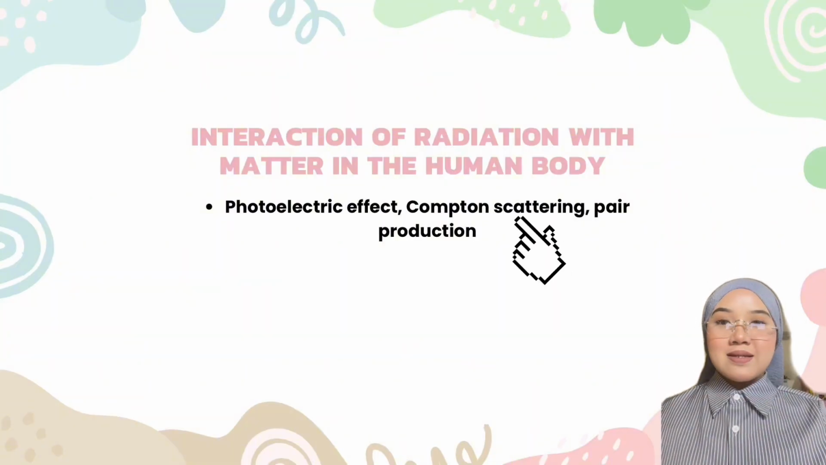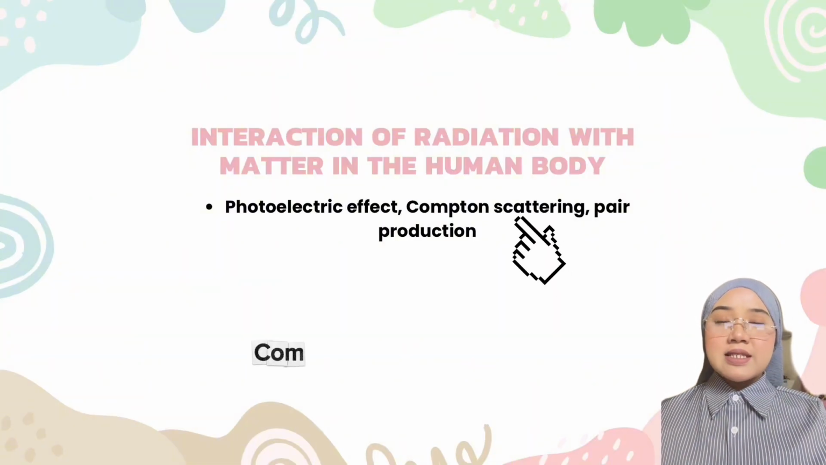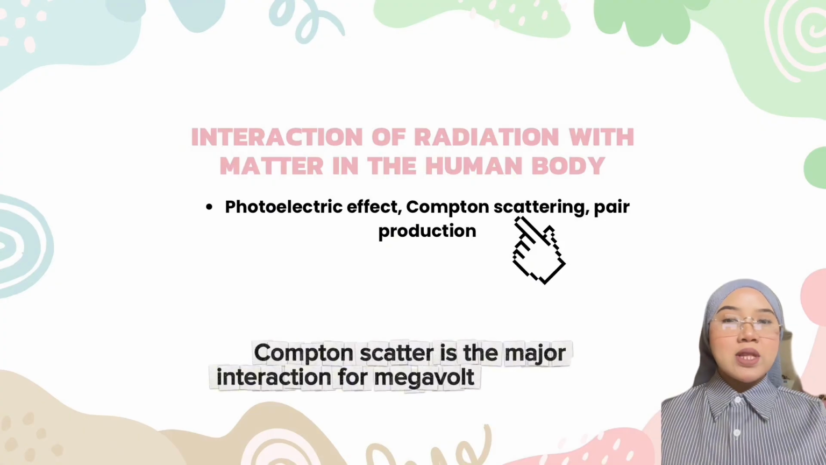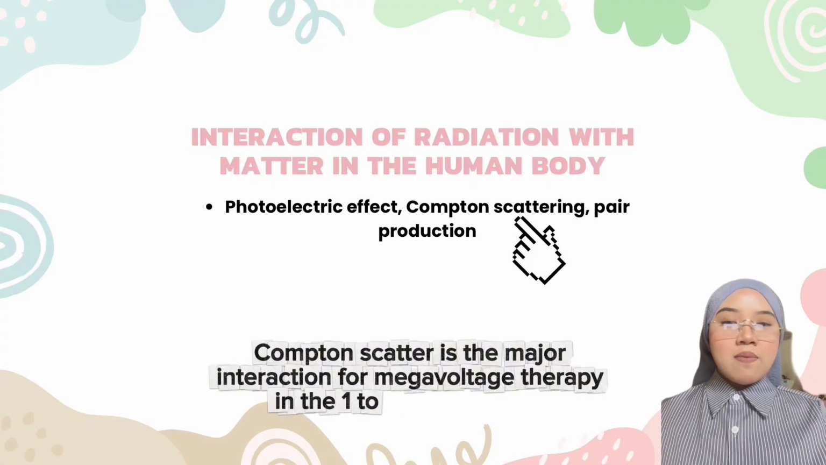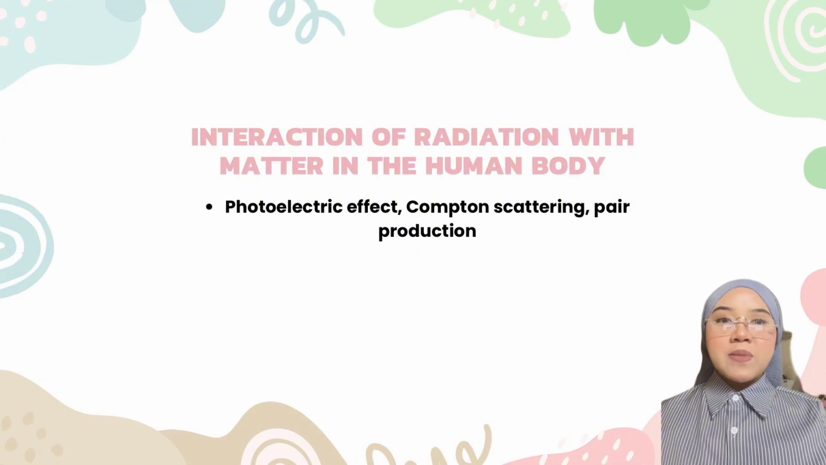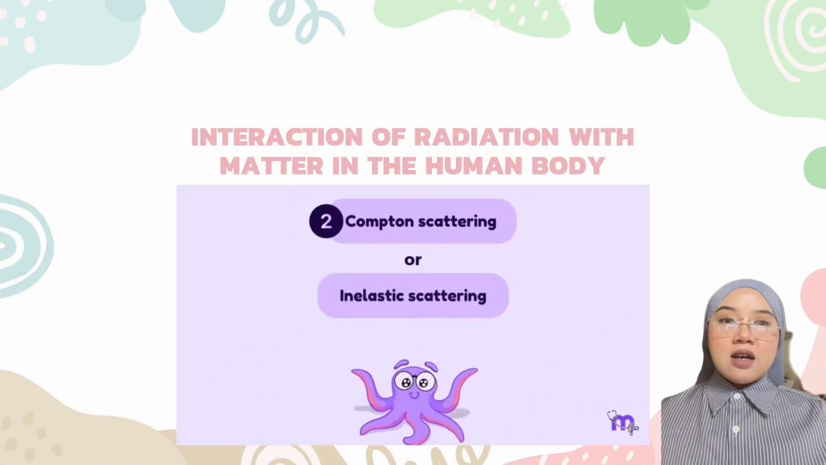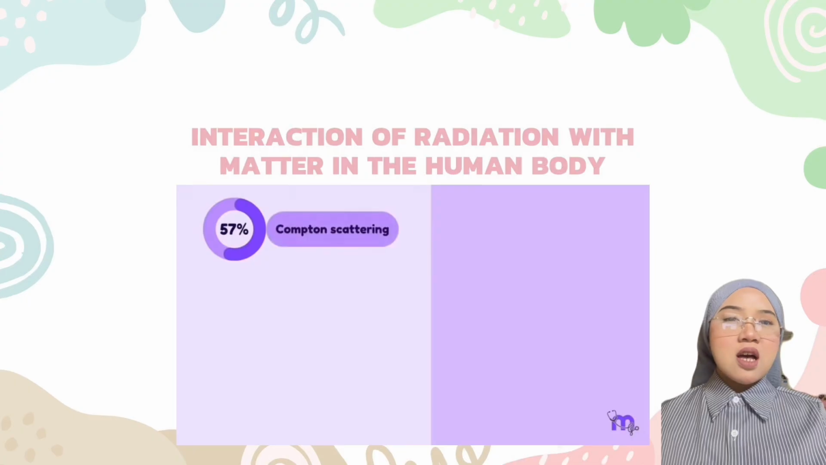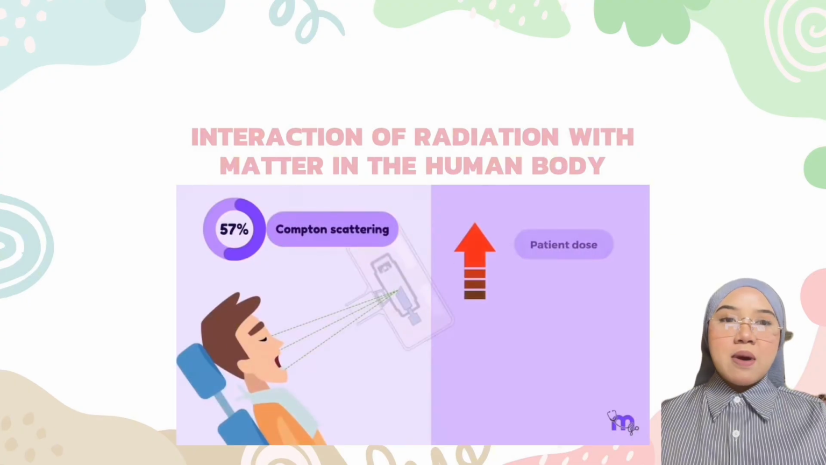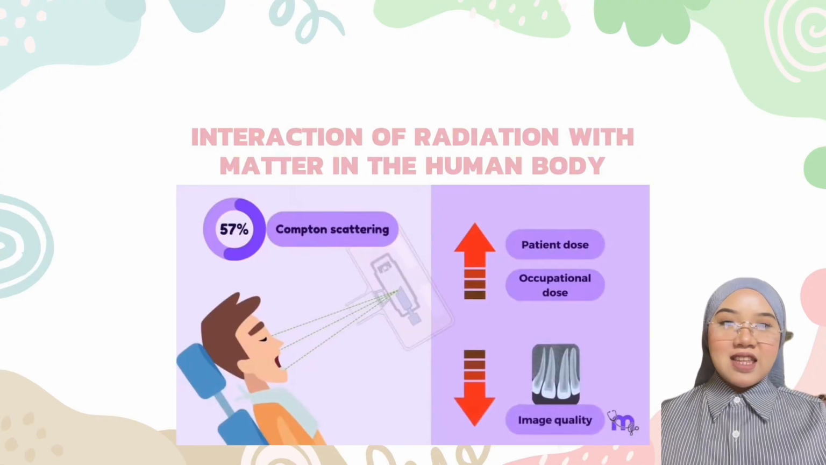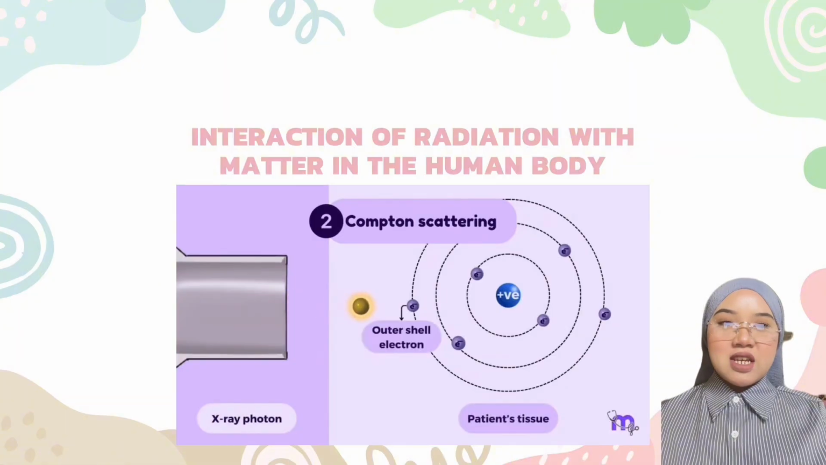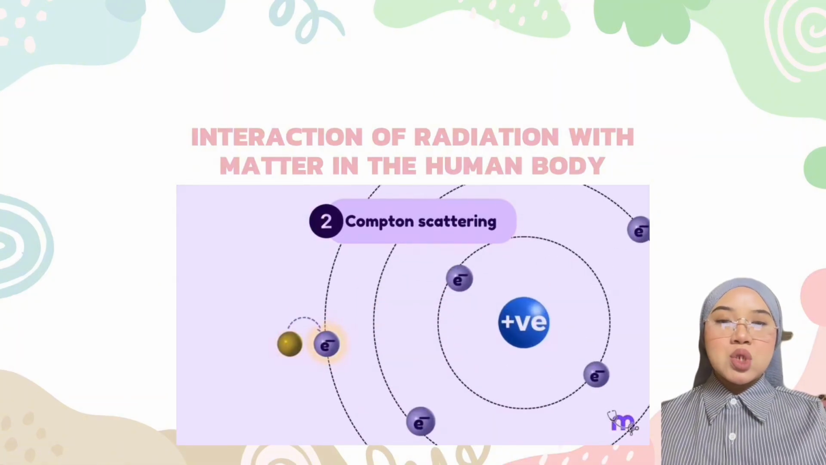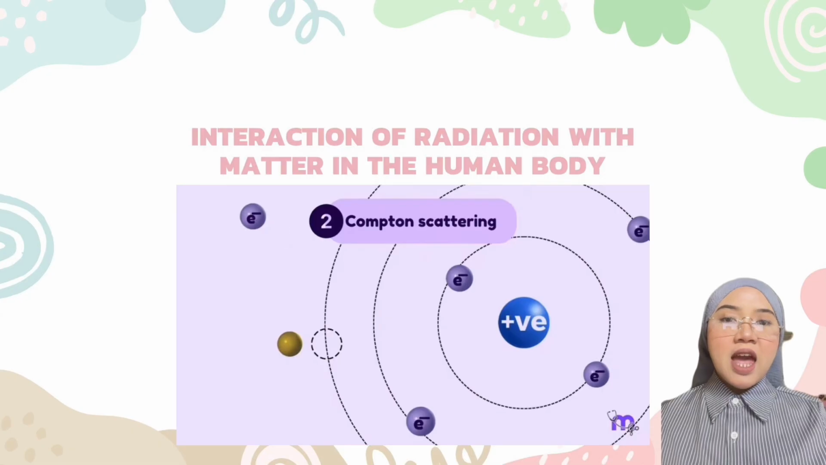Next is Compton scatter. Compton scatter is a major interaction for megavoltage therapy in the 1 to 25 MeV range. In Compton scatter, a photon strikes an essentially free electron, which allows it to lose some of its momentum and to be scattered in a new direction. In this displacement, the Compton electron continues to ionize the surrounding area.